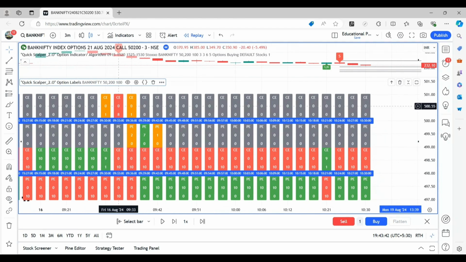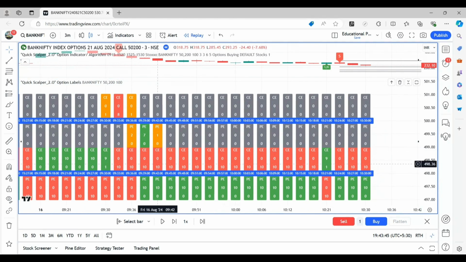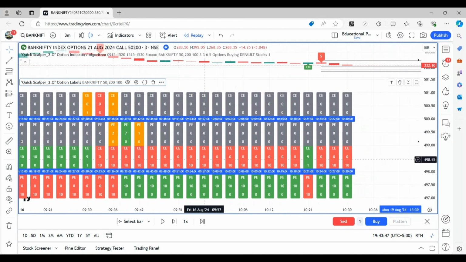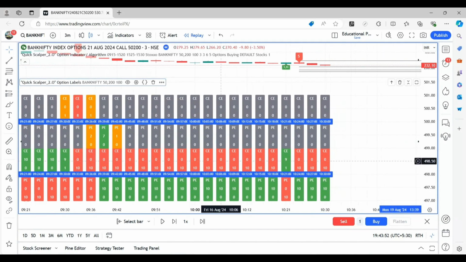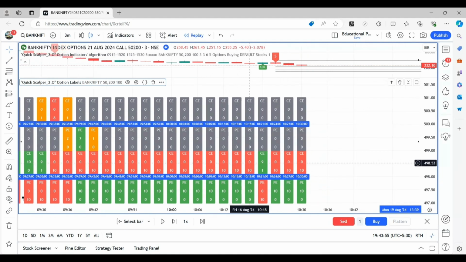This is a one-time confirmation for the above labels, but in the below label you can see the confirmation is still there, because the sellers are active in the call option till this candle, till the 10:18 candle. In this 10:21 candle we got the sell exit. In our label also we got the sell exit, and now in almost 9 strike prices the buyers are there, so the sell exit happened here. And in the put option there are still sellers, so that is why this sell exit came.